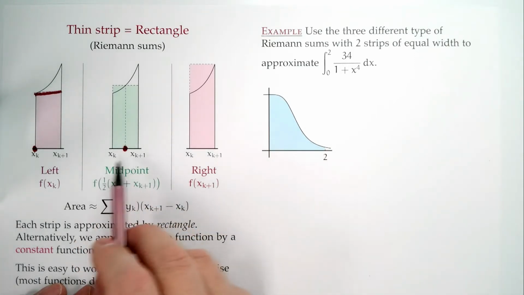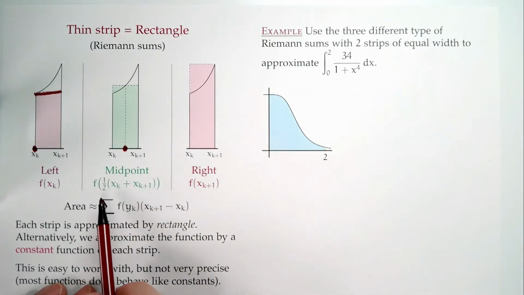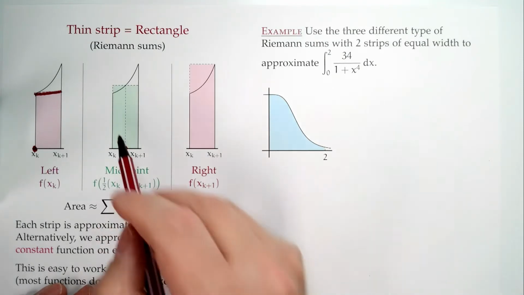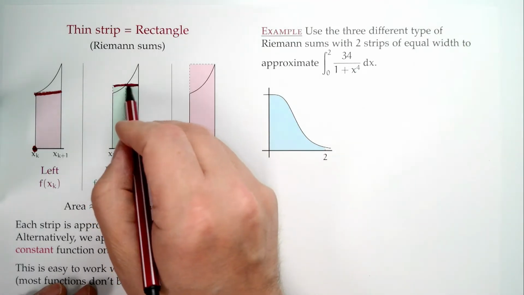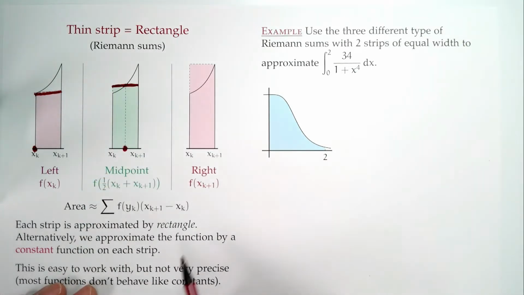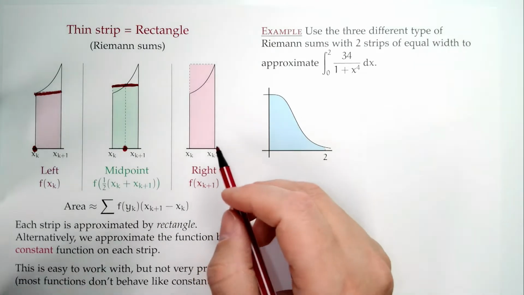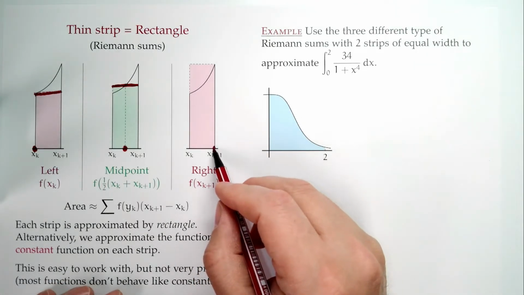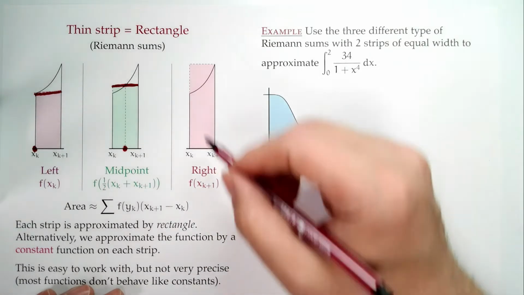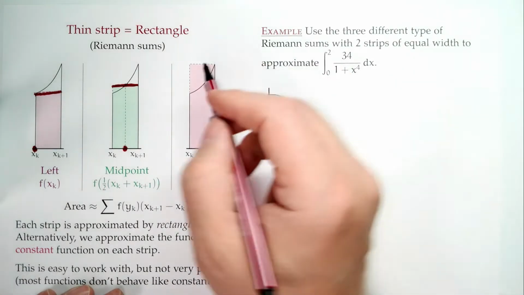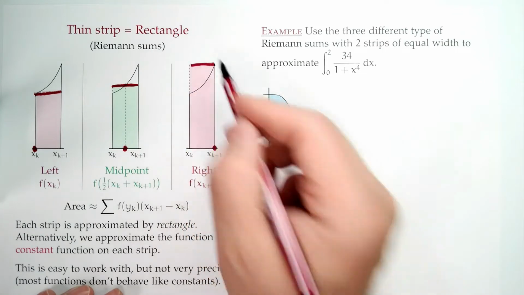So halfway in between xk and xk plus 1. So the way you find that point is you take half of xk and xk plus 1. You plug it into your function, and that's the height of your rectangle. And finally, the other common point, now there's many points, but the other common one is the right end. So in other words, you plug xk plus 1 into your function, and whatever that value is, that's the height.